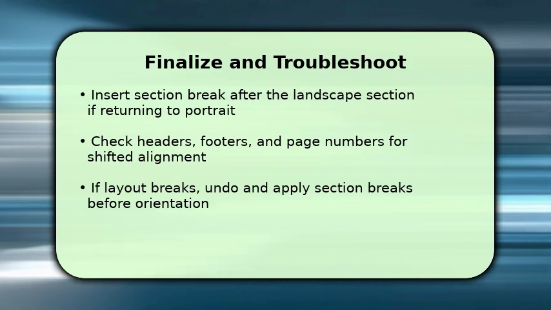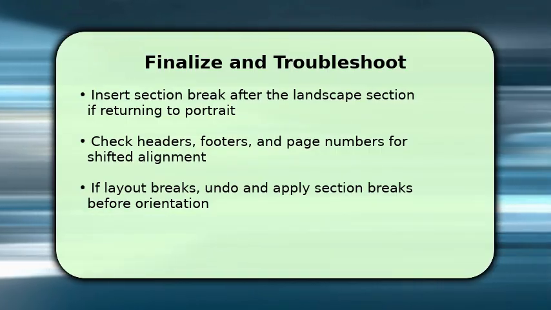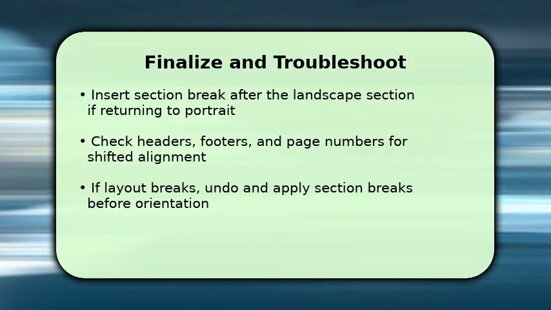If tables or images shifted, resize or set text wrapping to fix flow. If things go wrong, undo and retry using explicit section breaks before changing orientation. That prevents unintended global changes and keeps your document structure.